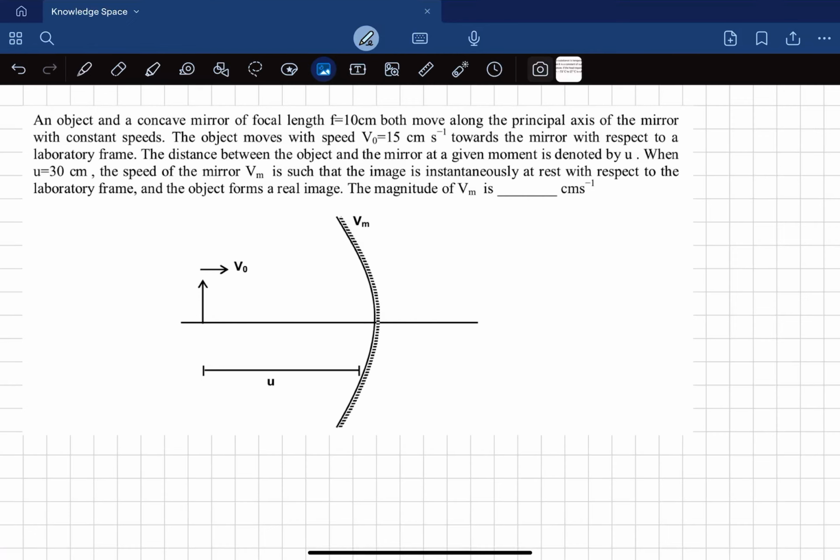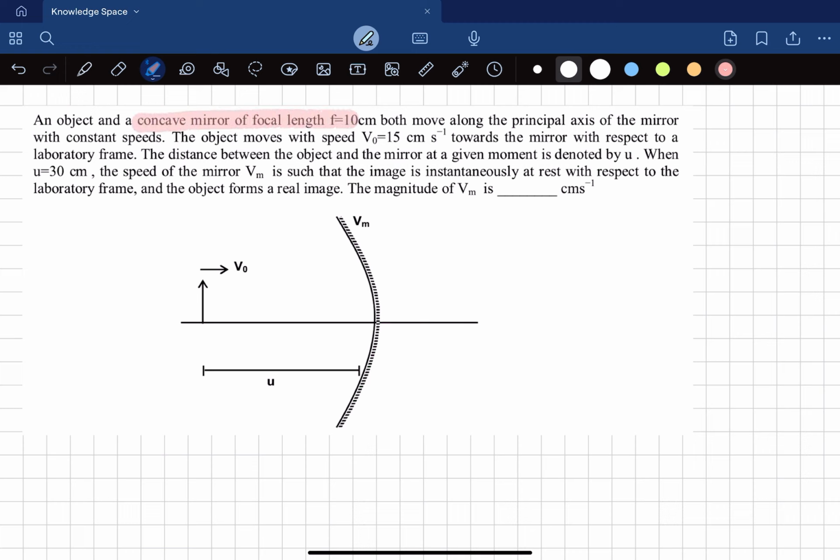So in today's video, we're going to discuss this question right here in front of you from the JEE Advanced 2022 Paper 2 Physics section. So let's read the question. An object and a concave mirror of focal length 10 centimeters both move along the principal axis of the mirror with constant speeds.